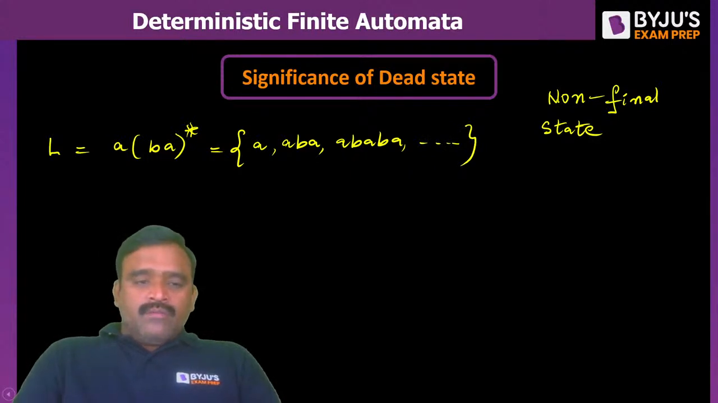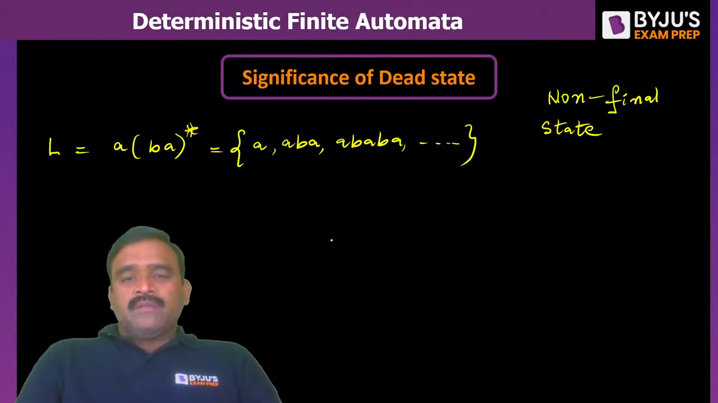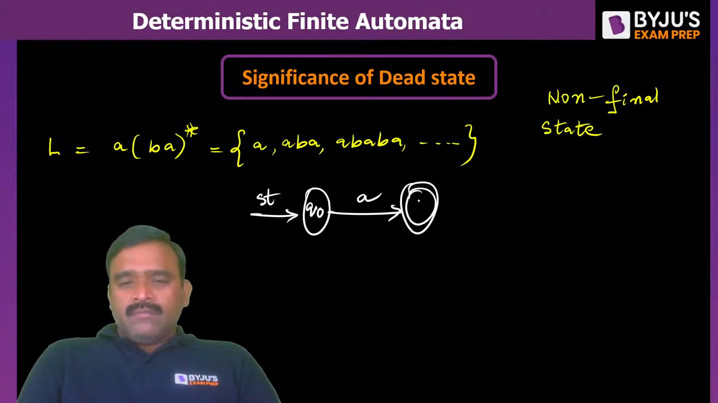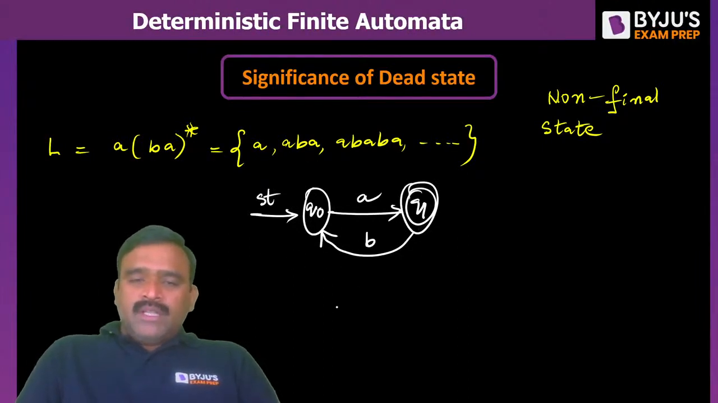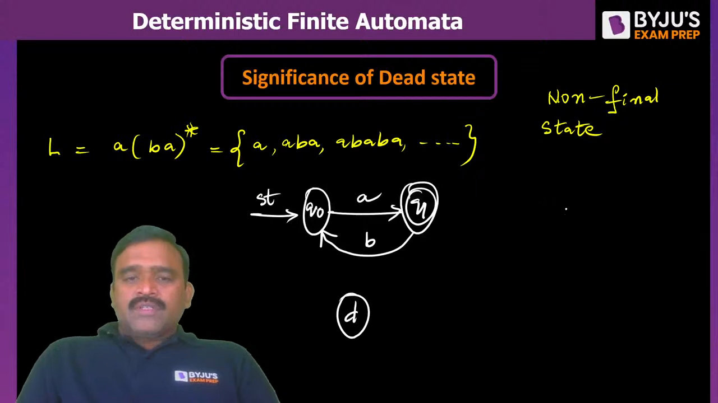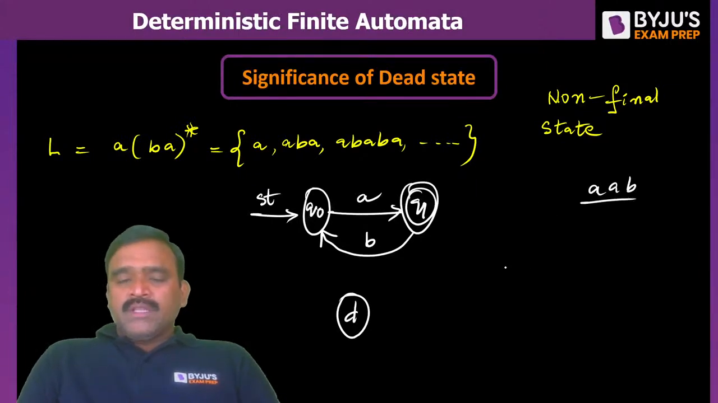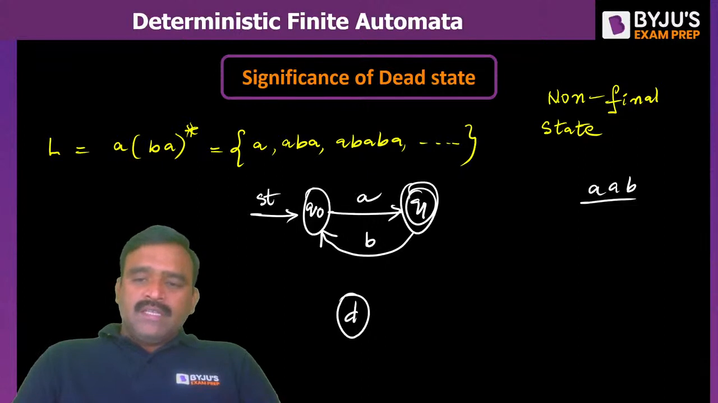If you construct a finite state machine for this, it is like this. The minimum string accepted is A. So from Q0 to Q1 there is a transition on A, and for ABA you give B from Q1 back to Q0. So A accepted, ABA accepted, ABABA, like this. Now all the strings are recognized, but there is a need for a dead state because for some strings, for example a string like AAB, there is no path. Zero path. But how do I say whether it is accepted or not accepted? That's the reason we have to define a dead state.